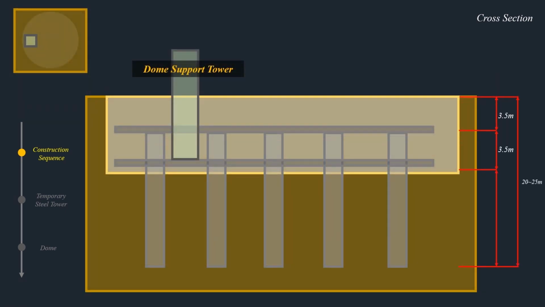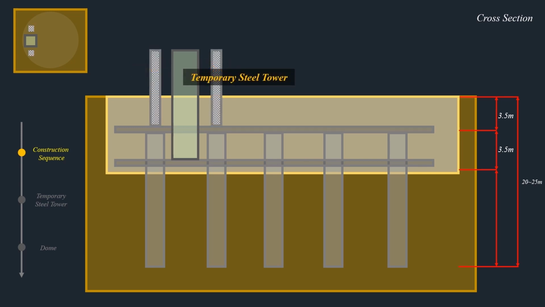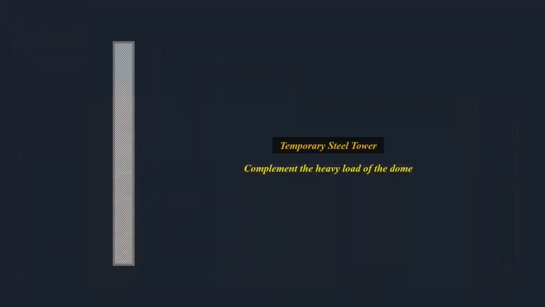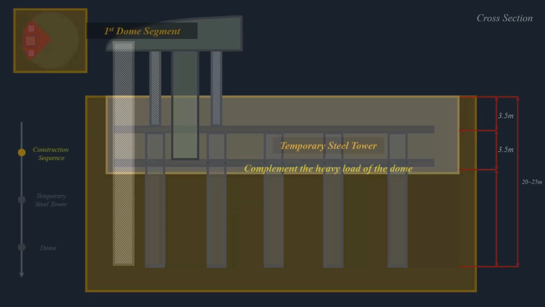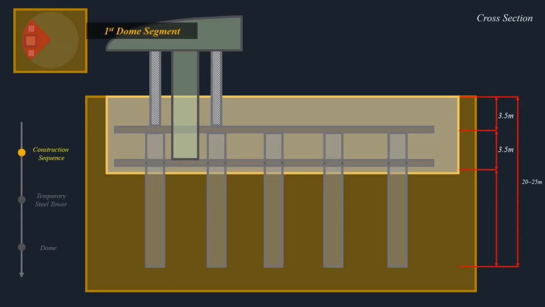Among the 4 dome support towers, the first reinforced concrete dome support tower is installed. Several temporary steel towers were installed around the dome's support tower. These temporary steel towers were used to withstand the load that must be borne when the dome is installed. Afterwards, create the first dome segment. Create a second dome segment in the same way.